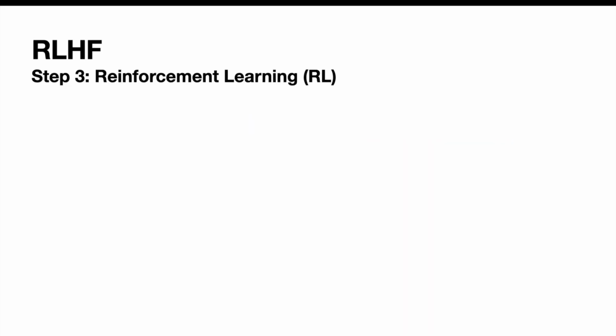Now that we know how to train a reward model, we can move to the final stage of RLHF, reinforcement learning. In this stage, we use the reward model as a training signal to optimize the language model policy. The goal is to make the model generate answers that receive higher reward scores. In the rest of this video, I will introduce two reinforcement learning methods commonly used for LLM policy optimization.